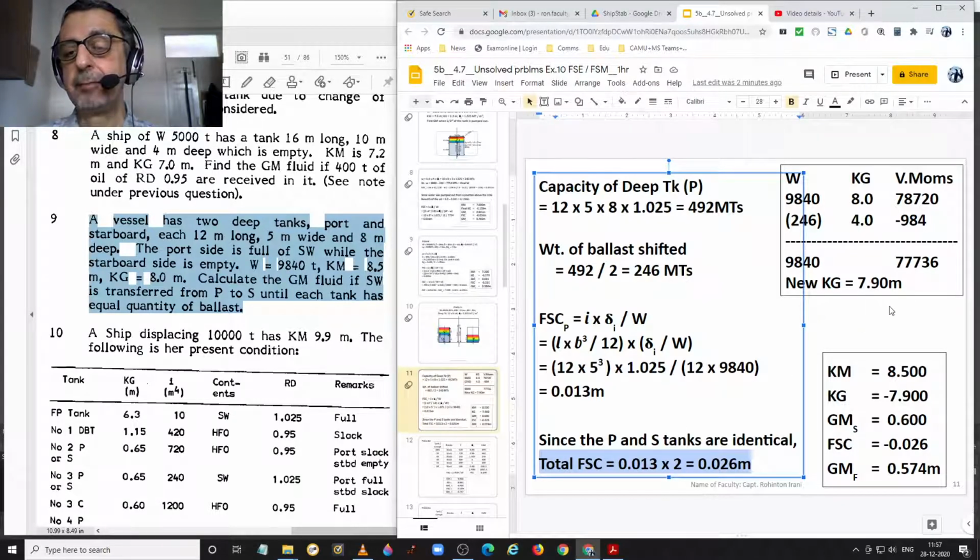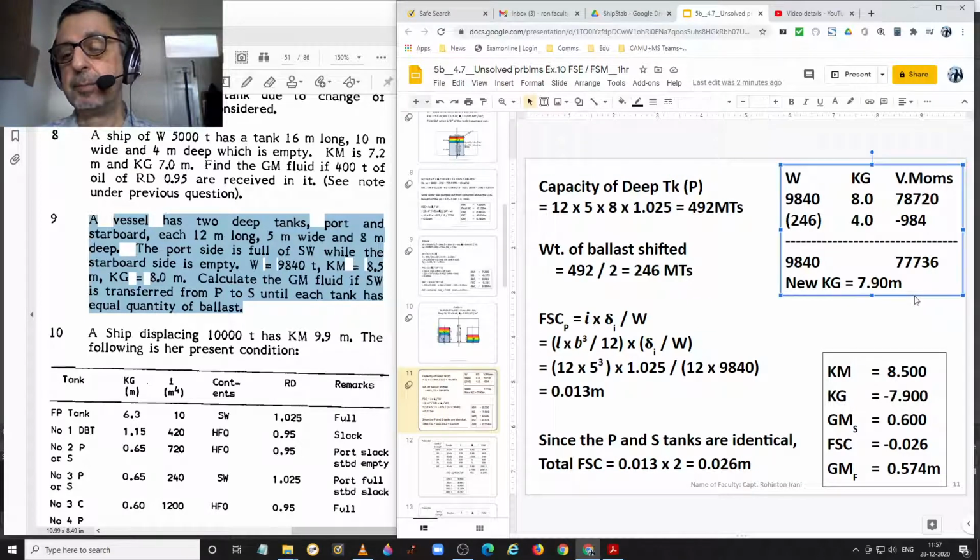Now, in the next step, we have to calculate the new KG of the ship. To calculate the new KG of the ship, we make three columns: displacement, KG, and vertical moments. Displacement is 9840. The KG of the ship is given as 8 meters, and vertical moments, when you multiply 9840 by 8, we get 78720. 246 tons of the saltwater ballast are transferred. We put this into bracket to indicate that we are not supposed to add or subtract. And the KG, the vertical distance through which this saltwater ballast will be transferred, is equal to 4 meters.